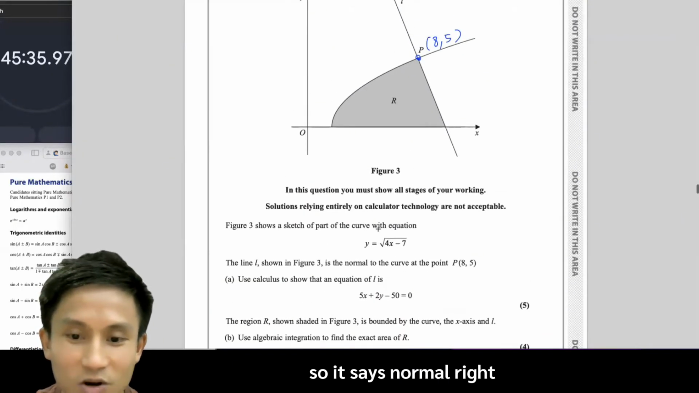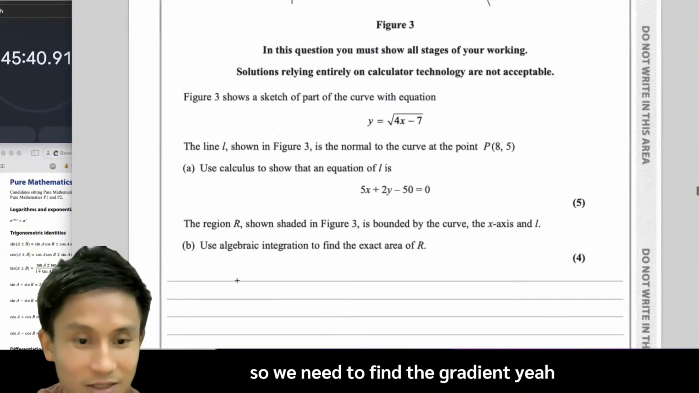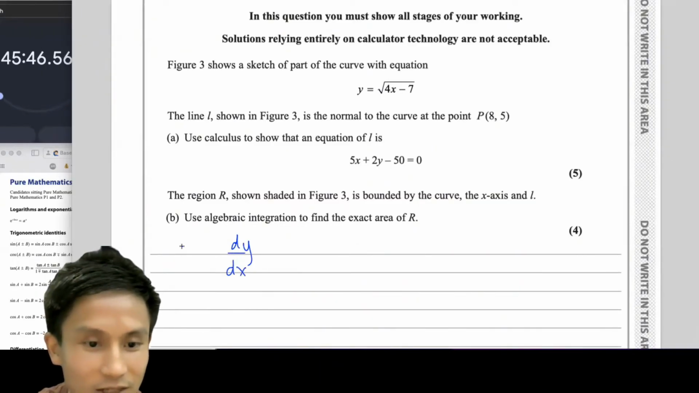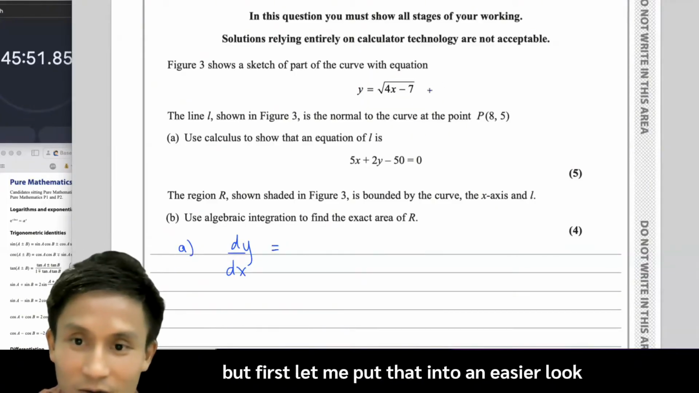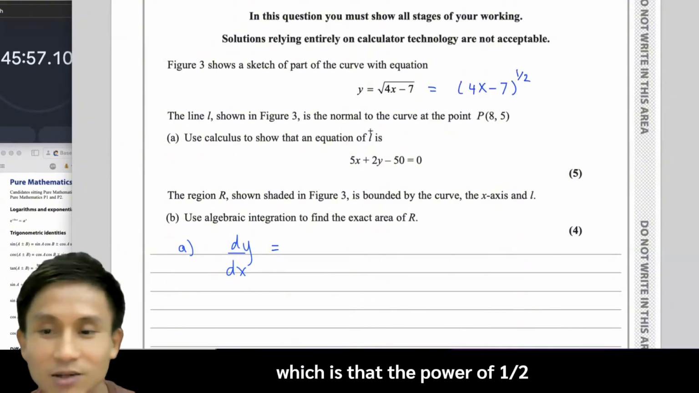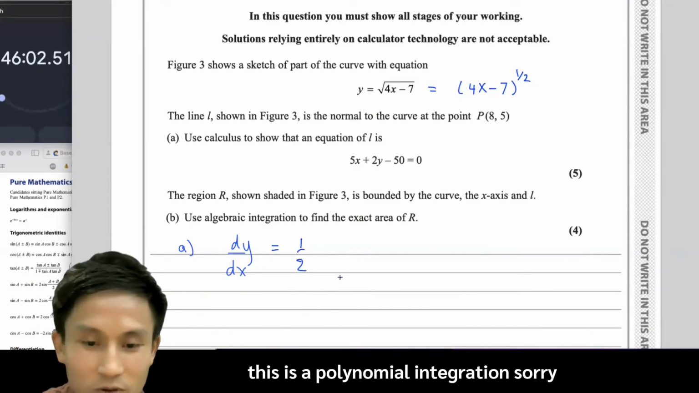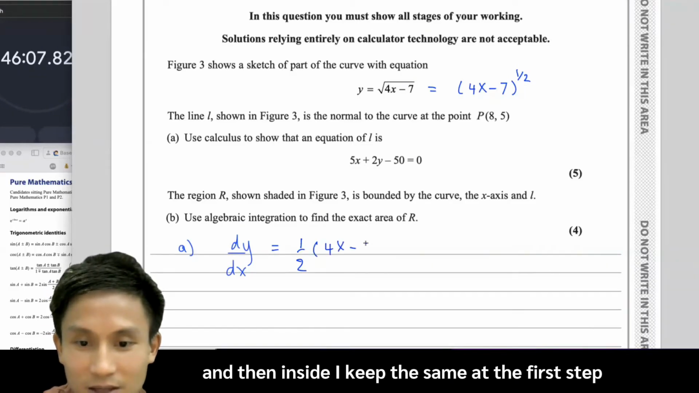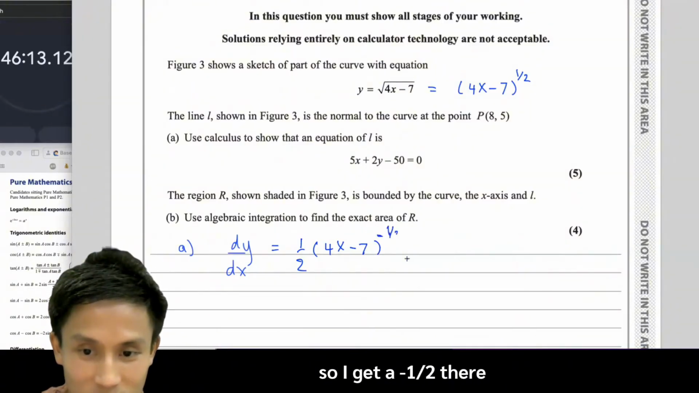Okay, guys, so it says normal, right? So we need to find the gradient. So the gradient comes from dy by dx when we want to find the gradient of this equation. So I'm just going to differentiate that. But first, let me put that into an easier look, which is that to the power of 1 over 2. So when I differentiate, I bring the power down for the first step. This is polynomial differentiation. And then inside, I keep the same at the first step. And then I subtract the power by 1, so I get a minus 1 over 2 there.